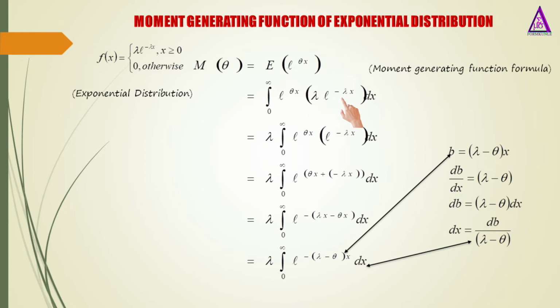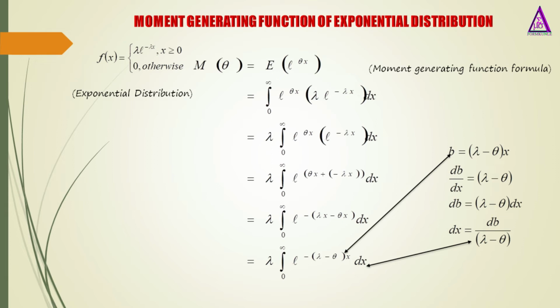of e to the power of theta x into the bracket, the PDF of the exponential distribution. So we factorize lambda out, and we have the integration from 0 to infinity of e to the power of theta x into the bracket e to the power of negative lambda x close the bracket dx. So we factorize the exponential out, and we have lambda times the integration from 0 to infinity of e to the power of the bracket x theta plus the bracket negative lambda x close the bracket dx.